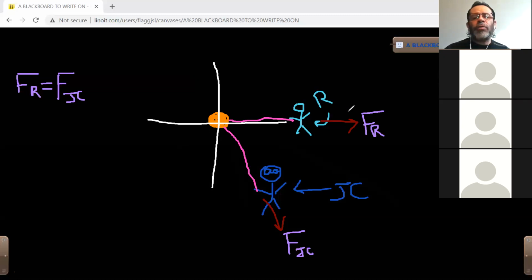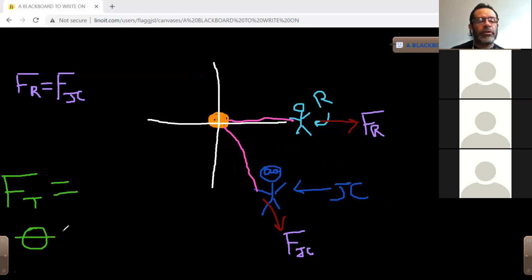Now, I want to know the total force. I want to know the total force that's being exerted. The total force. Write that down in green. And for the total force, I want to know the magnitude, but I also want to know in what direction the force is going. And the direction is going to be given by some sort of angle here, okay?